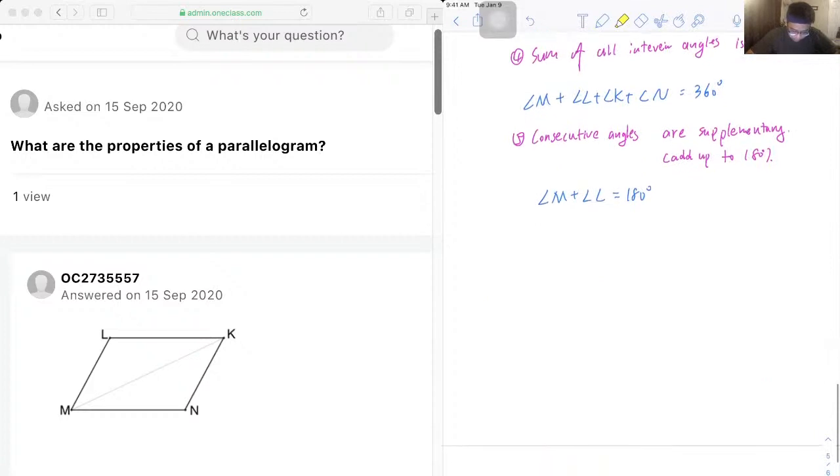So let's write it down here. So L plus the measurement of K is equal to 180. And the measurement of K plus the measurement of N is 180. And N plus M is equal to 180 as well.